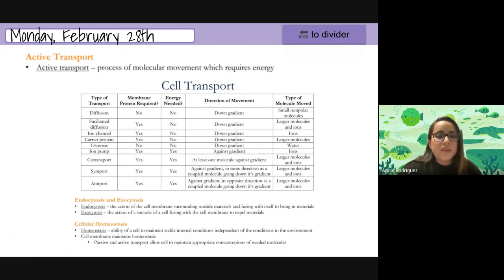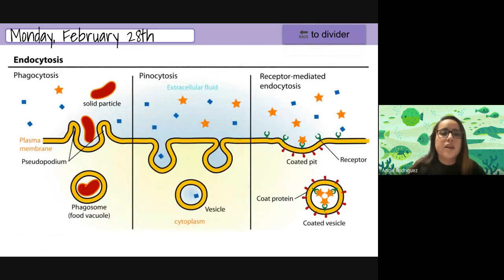Now, what's the purpose of this passive and active transport that we're talking about? It's to achieve homeostasis. What is homeostasis? It's the ability of the cell membrane to maintain a stable internal environment or conditions that are independent of the conditions in the environment. So they're doing this to maintain balance, okay? So that our cells and ourselves right here maintain a balance and that we stay perfectly fine.